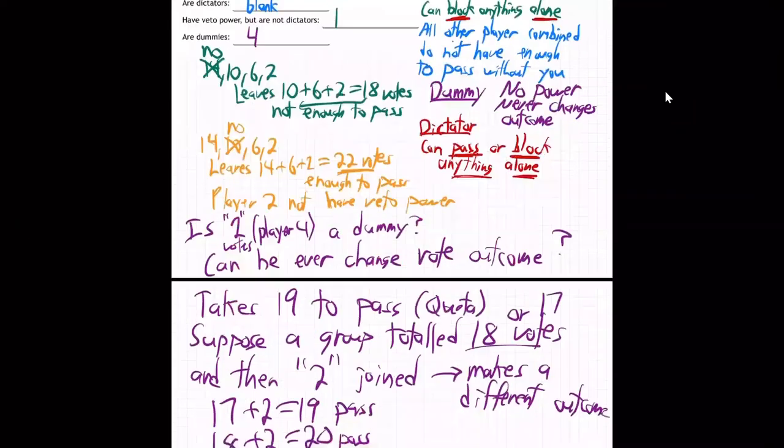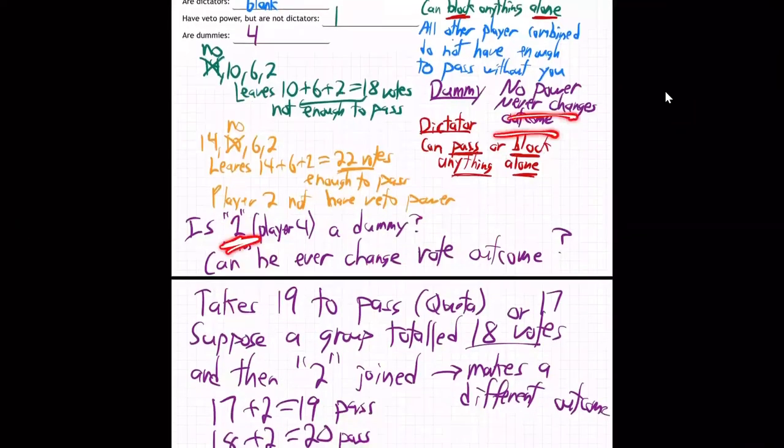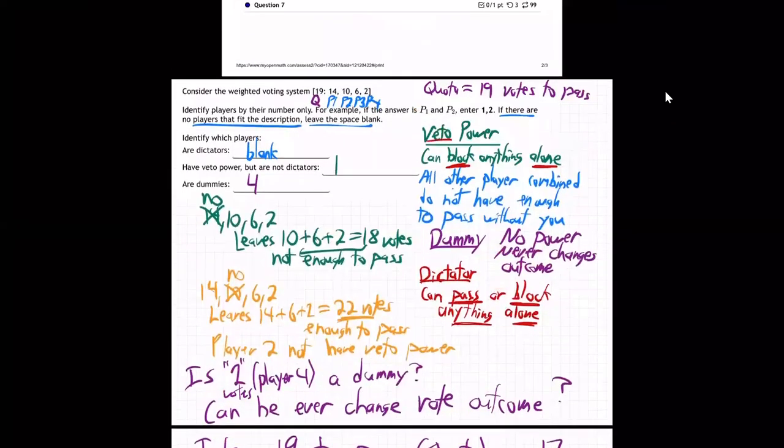So therefore, 2 will never make a difference. He never changes the outcome. So he has no real power. He's really a dummy. Nobody cares what he votes. He never changes the result. So technically, he's a dummy. Now, there could be more than one dummy.